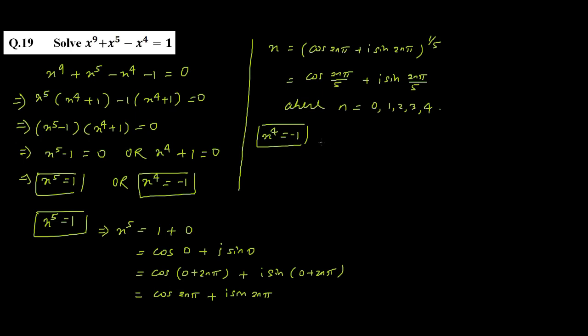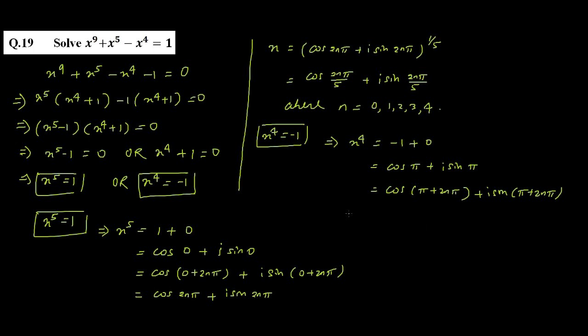Okay, so this can be written as x to the power 4 is equal to minus 1 plus 0. Again, minus 1 can be written as cos pi plus iota sine pi. Okay, again the same story. Instead of writing pi, I'll be writing pi plus 2n pi, plus iota sine pi plus 2n pi.